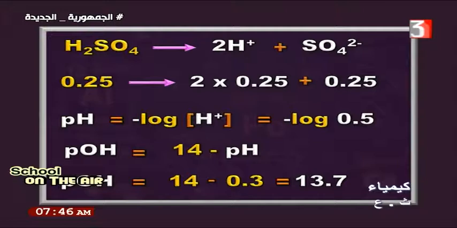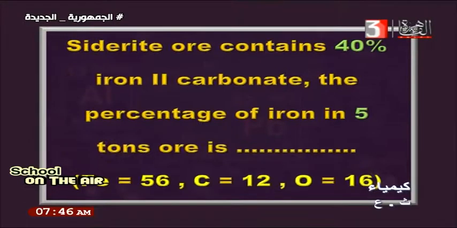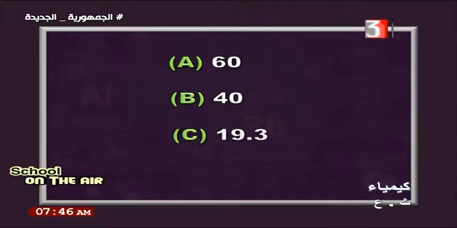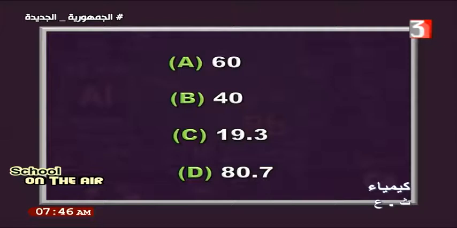Next problem. The siderite ore contains 40% iron 2 carbonate. The percentage of iron in the ore is what? The atomic mass of iron is 56, carbon 12, oxygen 16. Is it 60, 40, 19.3, or 80.7? If you solve the problem, you will find it will be 19.3.